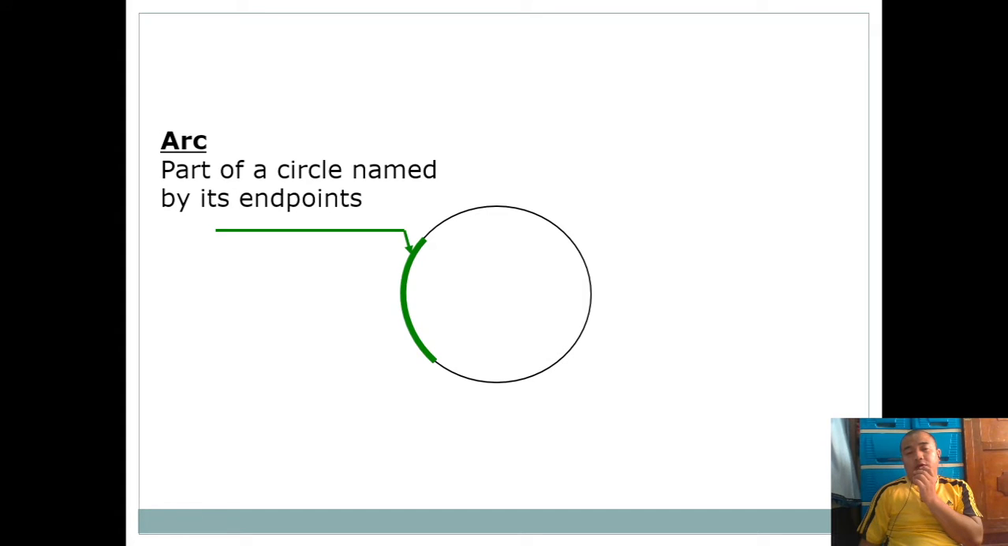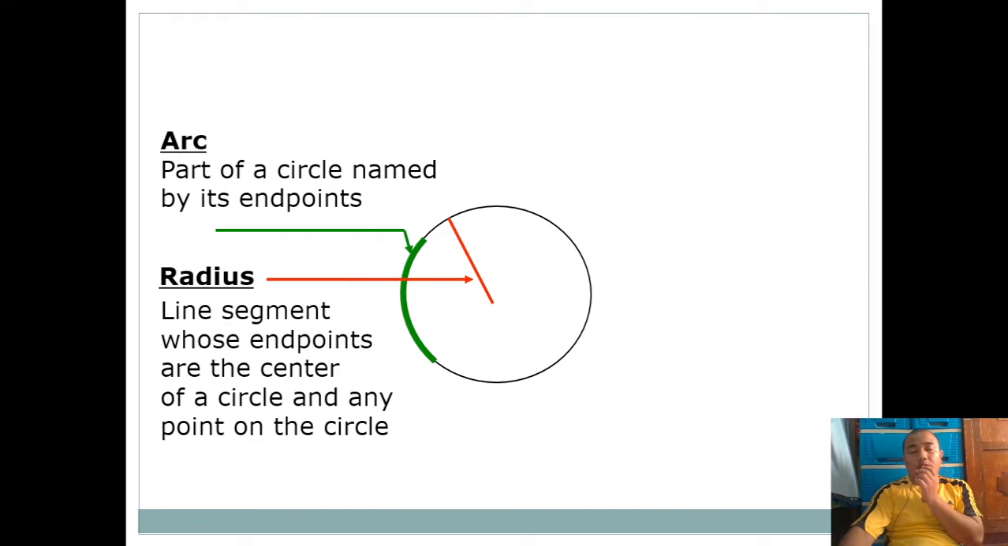Another part of a circle is what we call an arc. An arc is a part of a circle named by its endpoints. We also have here a radius. A radius is a line segment whose endpoints are the center of a circle and any point on the circle. So the orange line segment is what we call the radius, and the green color here is what we call the arc.